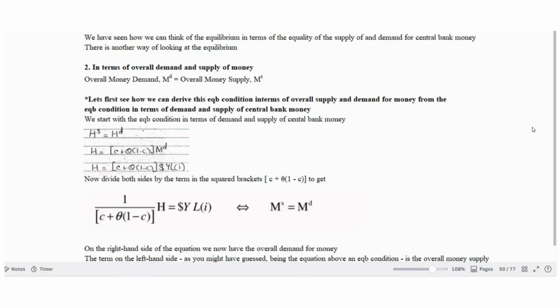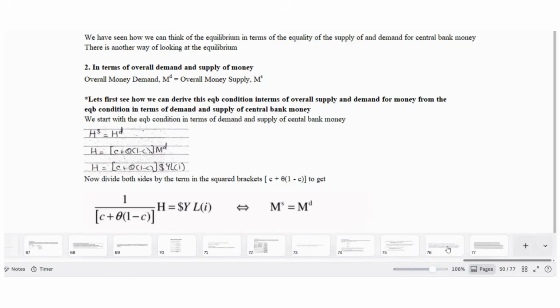We were looking at the case where we have not just the central bank, but also the banking sector. In this case, we looked at how there are two equivalent ways in which we can express the financial market equilibrium. One is demand for central bank money equal to supply of central bank money. The other way is in terms of how overall money demand is equal to overall money supply. And here we discussed how overall money supply is the money multiplier 1/(C+θ(1−C)) times the supply of central bank money H^S.